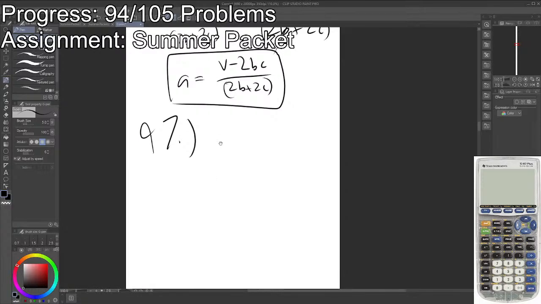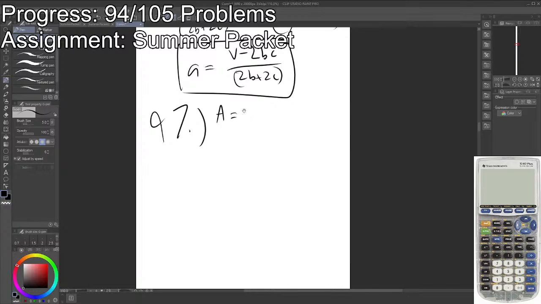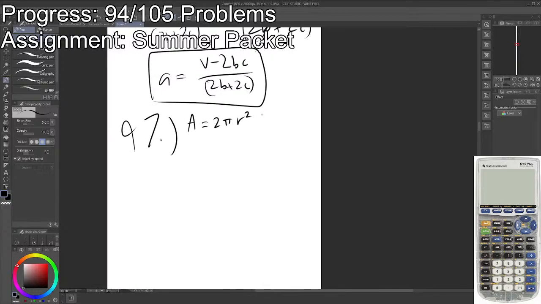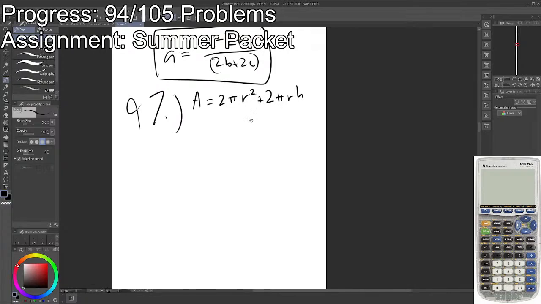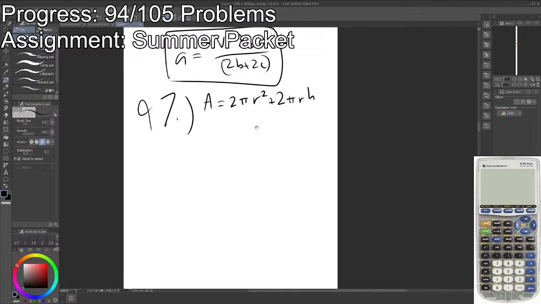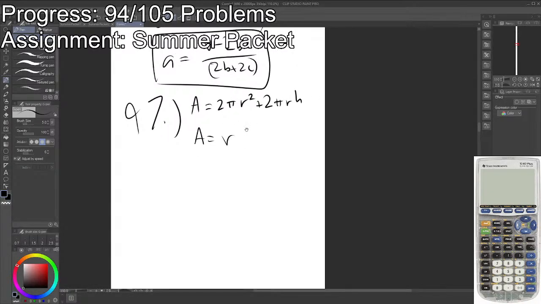Okay, this next one's saying to use a quadratic formula. It said hint. That's a pretty big hint. For positive R. Okay. Quadratic formula.